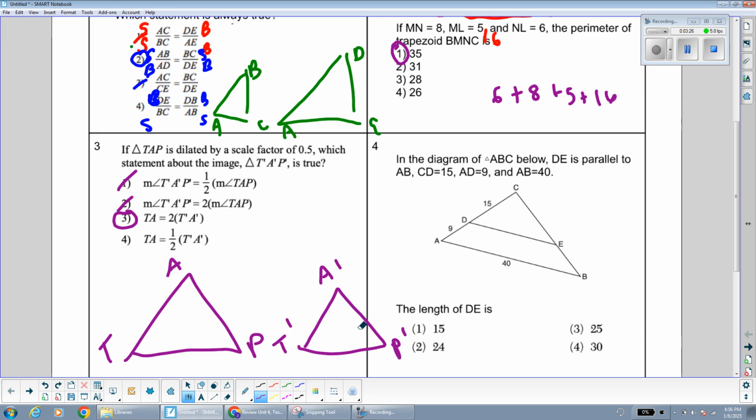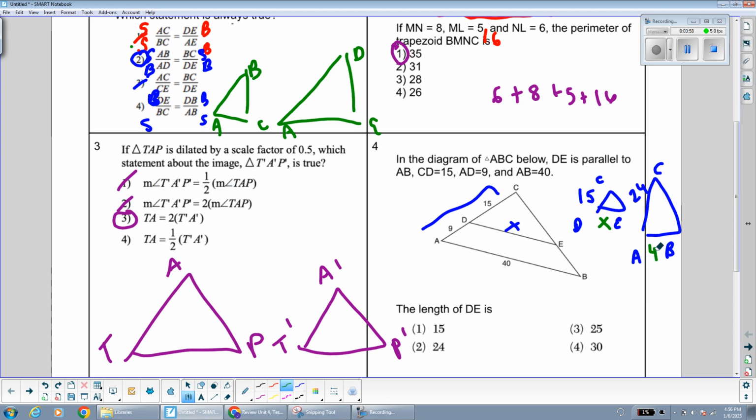Number four, we need to find the length of DE. It really helps again if you redraw your small and your big triangles. So I have CDE and I have CAB. CD is 15. CA is 15 plus 9, which is 24. And then DE is what we're finding, and AB is 40.